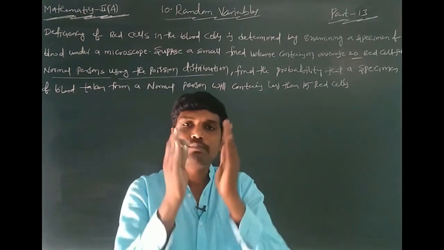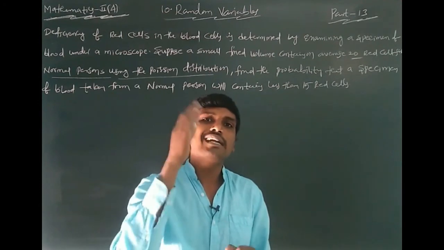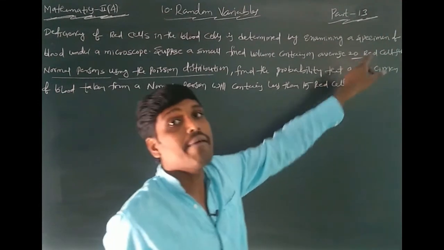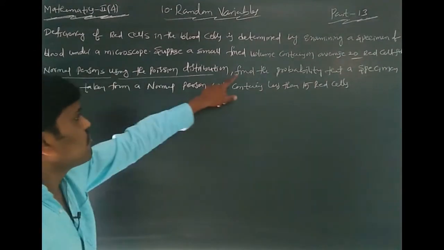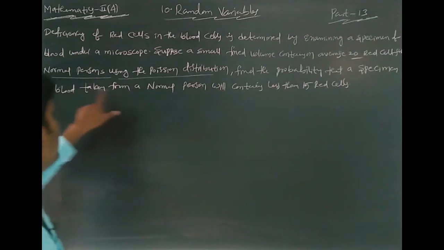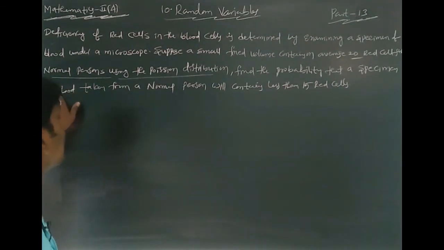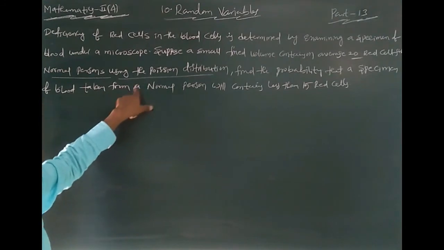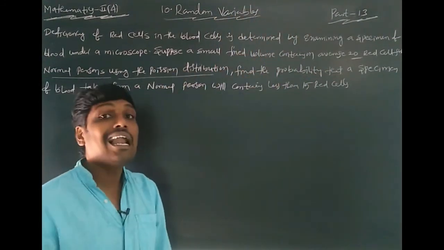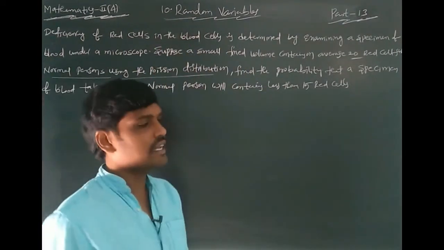You have to take a small amount of value. That value, the average red cells for the person, is 20 red cells on average. After that, find the probability that a specimen of blood taken from a normal person will contain less than 15 red cells.